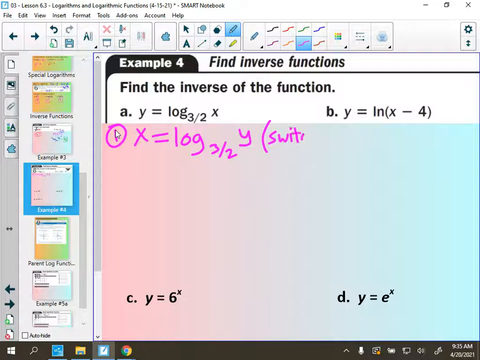Switch. So we're kind of doing a note. We've done this, I know, in some other ones. Note/example: switch your x and your y. Literally just switch them around.